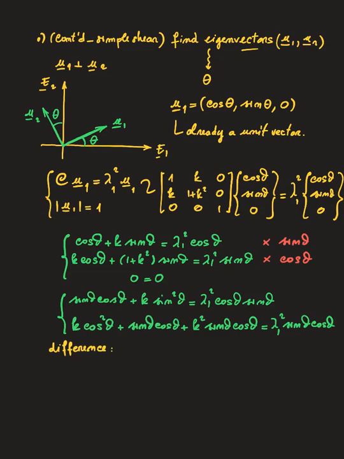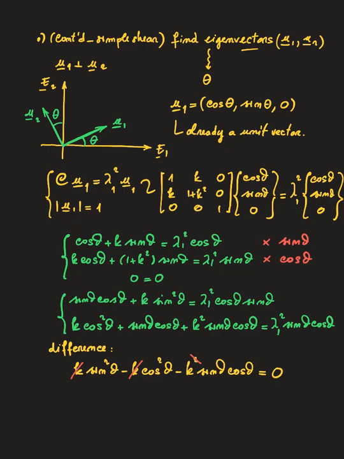And as you may expect, at this point I do the difference of these two equations. And when I do the difference, you see these cancel these. And so I obtain k times sine squared of theta minus k cos squared of theta minus k squared sine theta cos theta is equal to 0. In this expression, since k is positive, I can get rid of this, and I essentially obtain the following equation for theta.